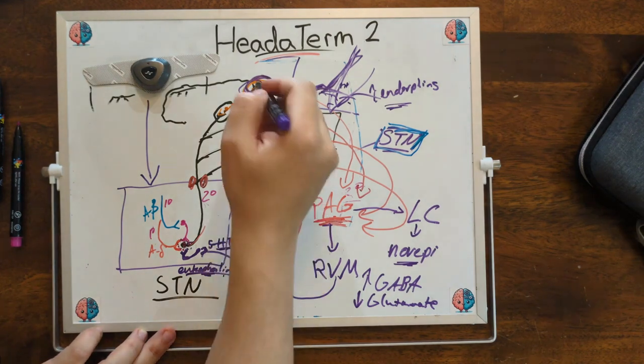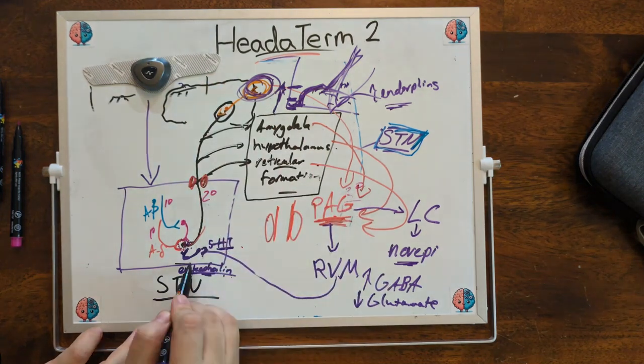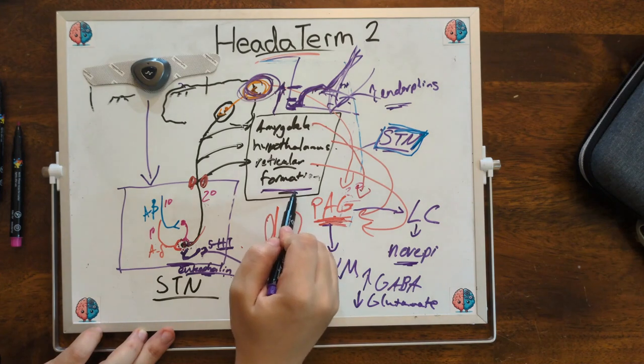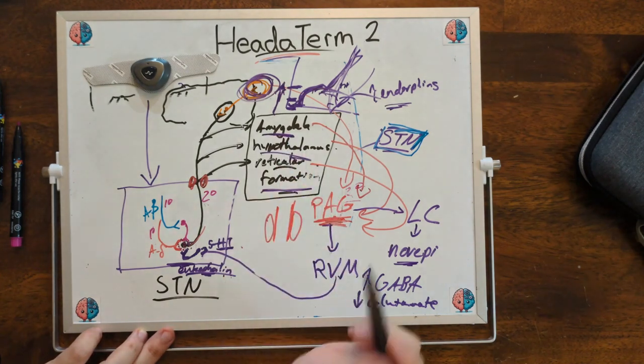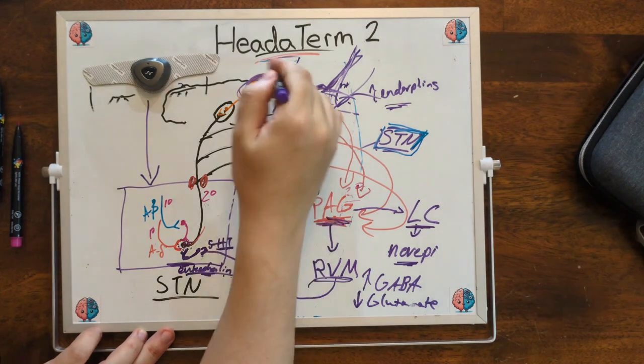So we have modulation at the cortex because of HeadaTerm 2. We have modulation at the second order neuron. We have modulation at the reticular formation. We have modulation at the hypothalamus. We have modulation at the amygdala. We have modulation at the periaqueductal gray. We have modulation on the RVM. There is modulation everywhere because of HeadaTerm 2.